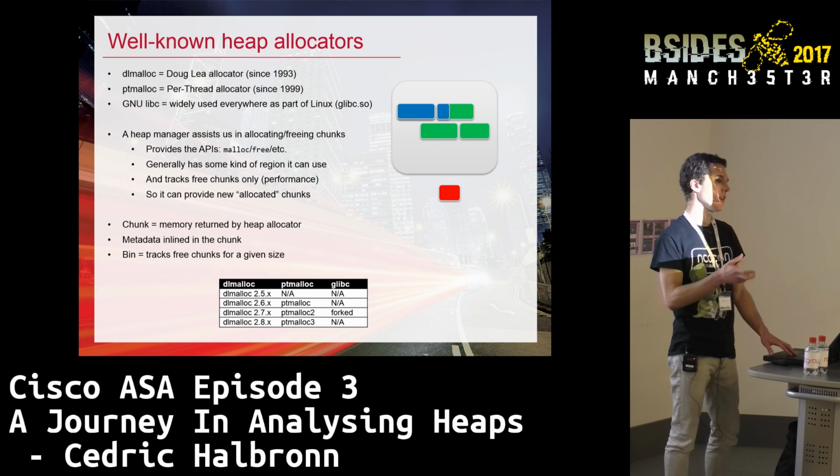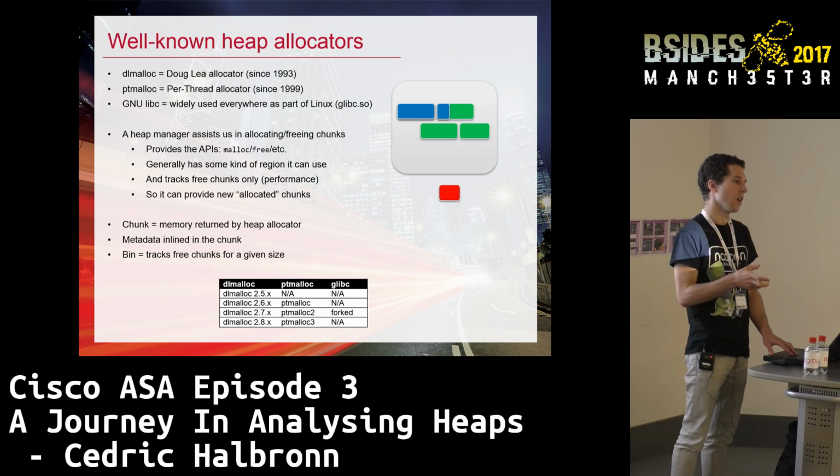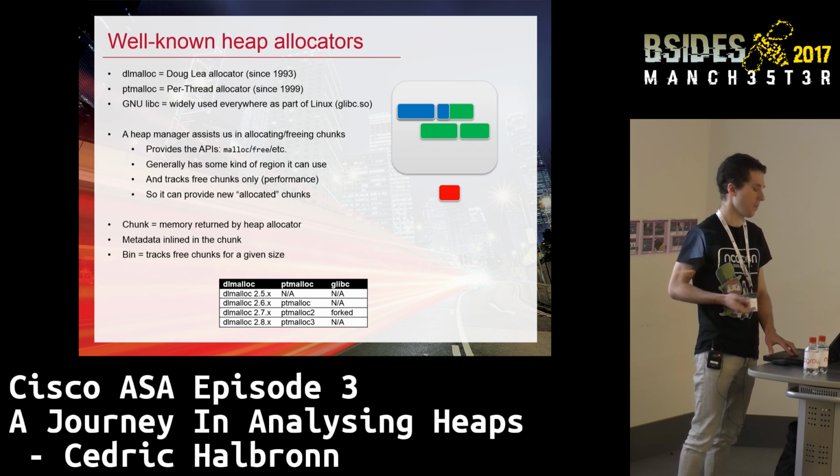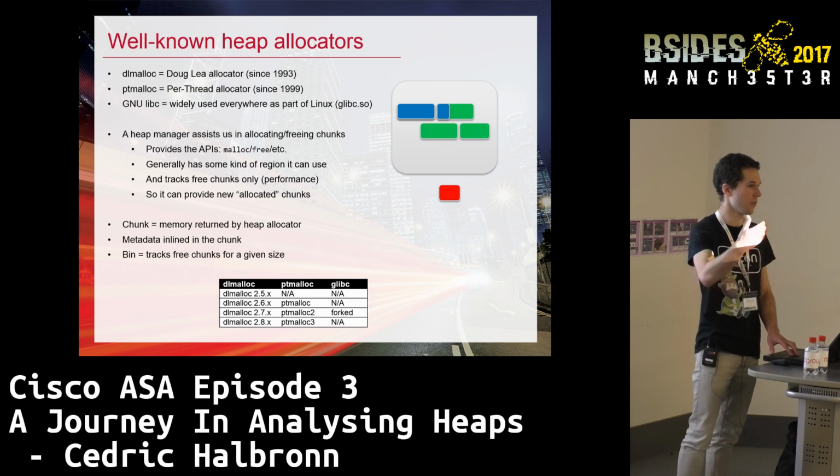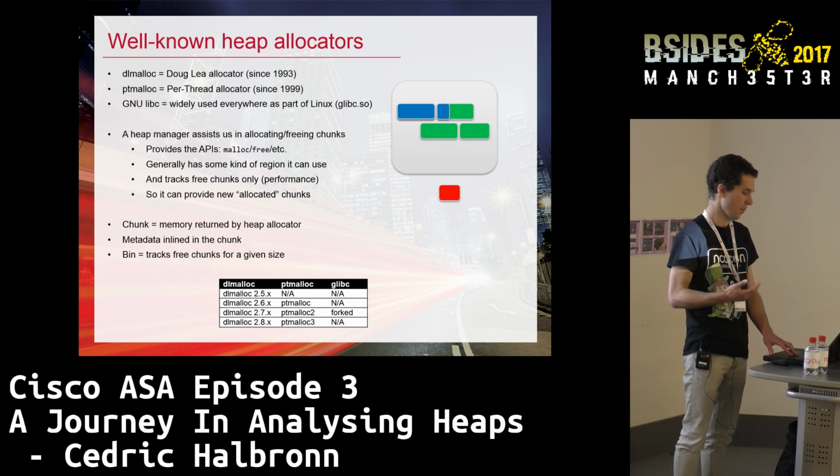The bin is a way to track free chunks. We have bins of different sizes. So if, for example, you want to allocate a 100 byte chunk, it's going to look at the bin for 100 byte chunks and just take one of them. It's easier for the heap allocator to return you a chunk if you sort the chunks by bin.